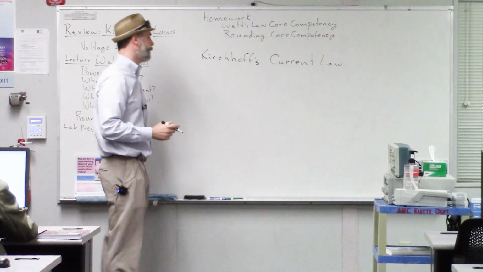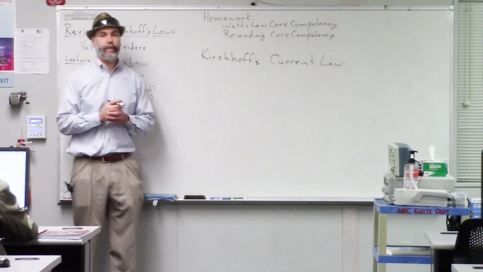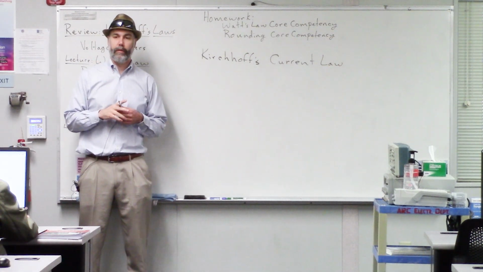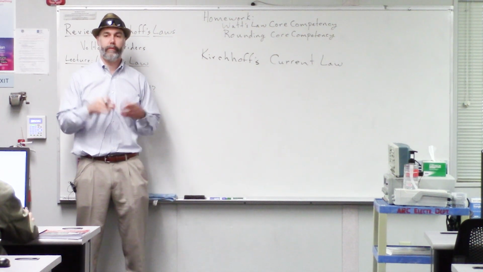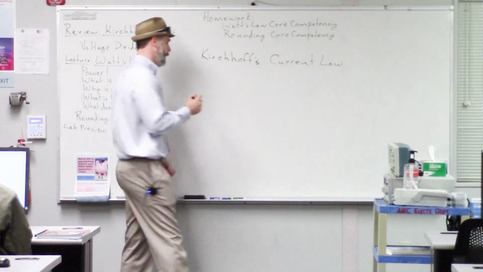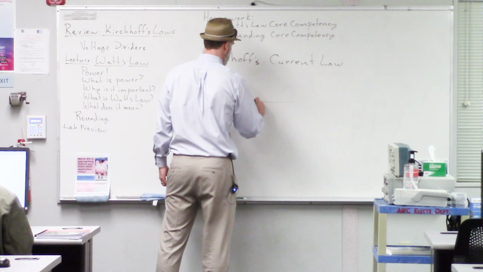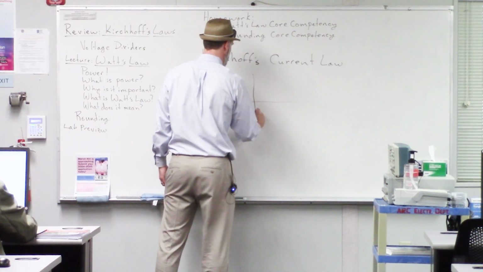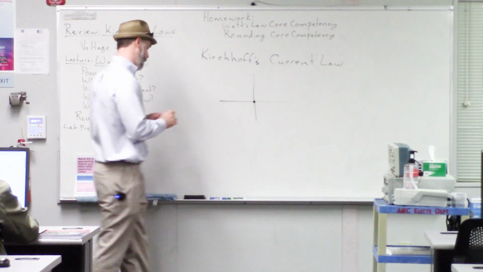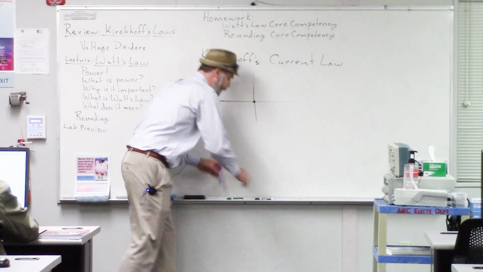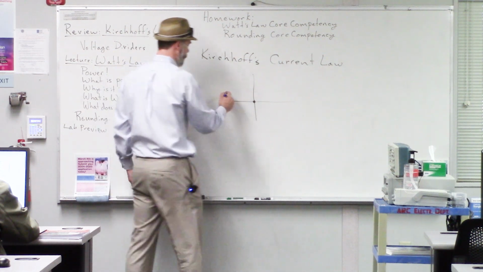So can anybody remember what Kirchhoff's current law actually says? As much current that comes to a node, that much goes out from the... Exactly. So if we have a circuit here and we have a node in that circuit, remember a node is just any point on that circuit, then Kirchhoff's current law says that the current flowing into the node has to be equal to the current flowing out.